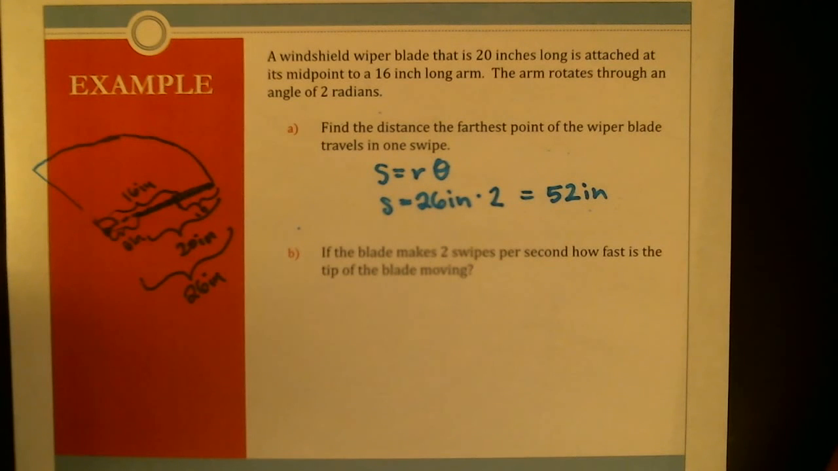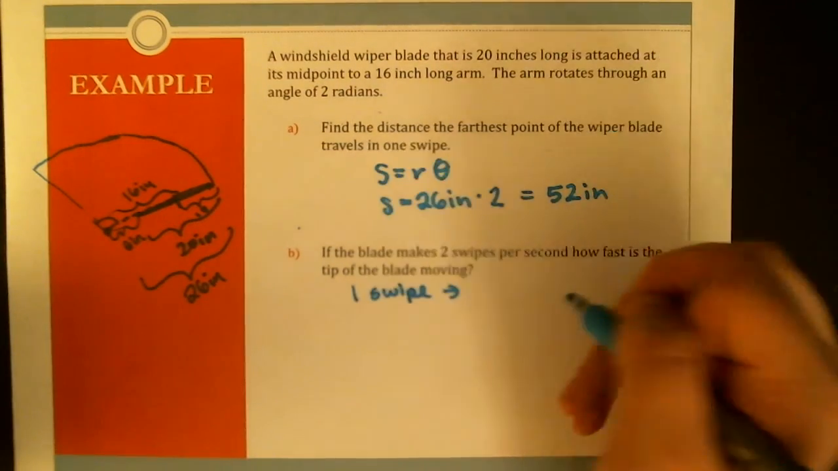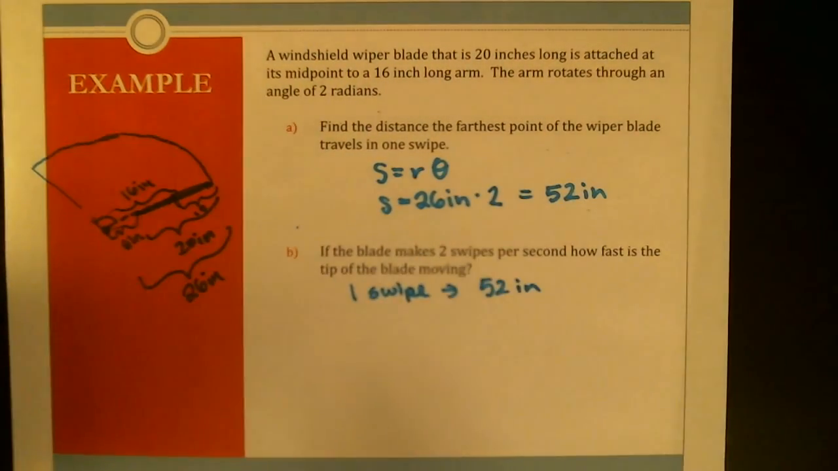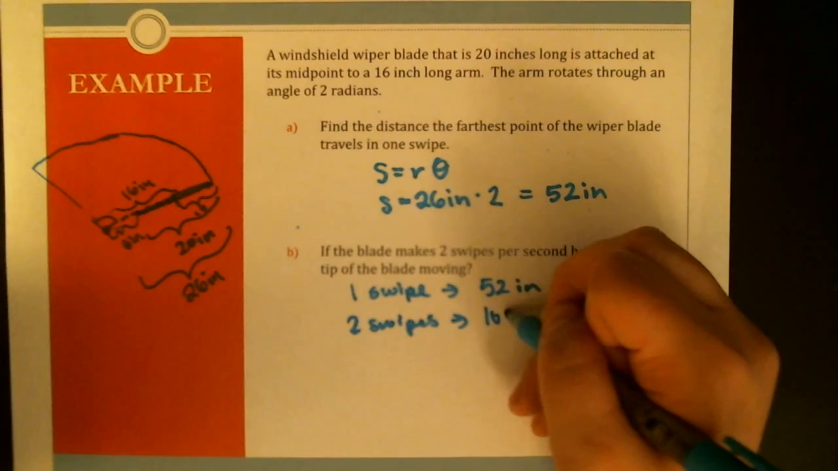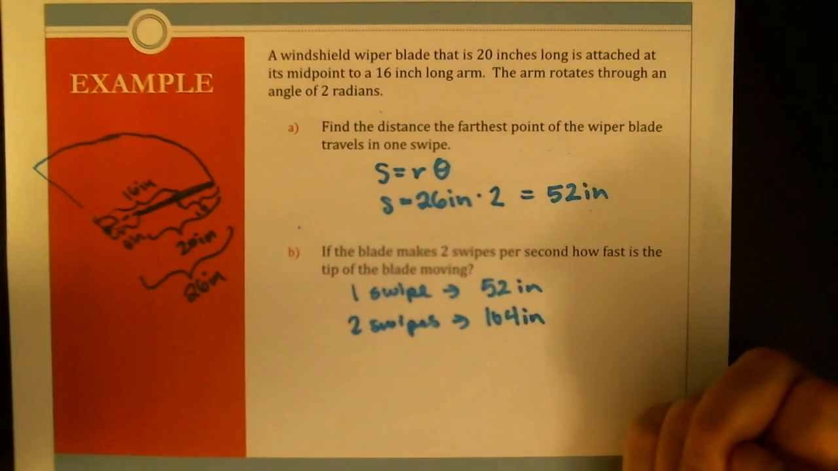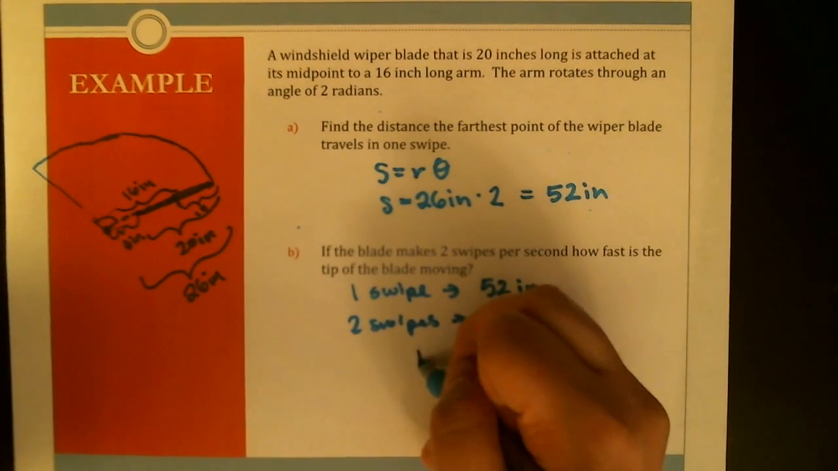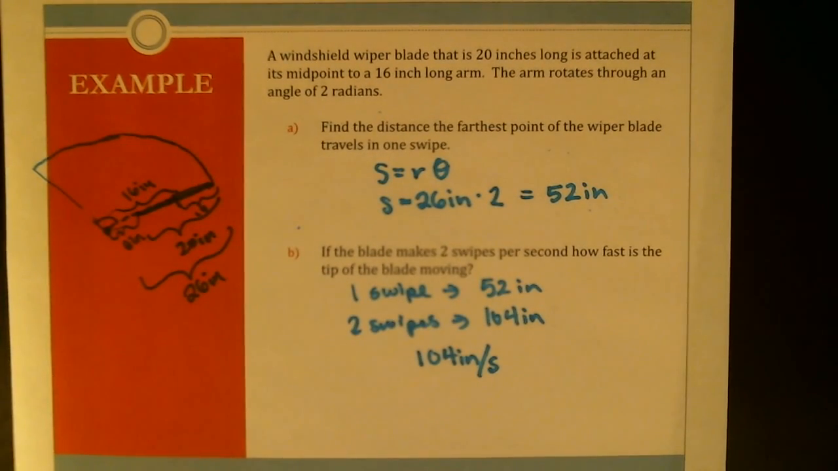And then in this second one, if the blade makes 2 swipes per second, how fast is the tip of the blade moving? Well, we know this. In one swipe, it goes 52 inches, which means in 2 swipes, it will go 104 inches. So that point on the tip of the wiper blade is going 104 inches per second. That sounds quite fast. I think I might be making up how fast this wiper goes. I don't think they really make 2 swipes per second, but we'll pretend.